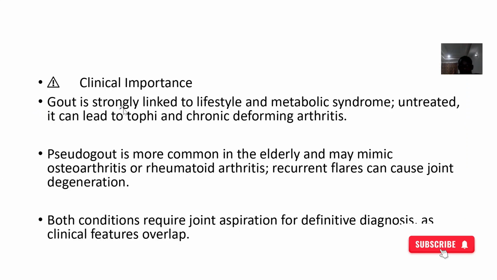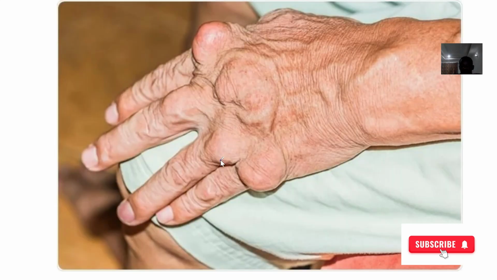Okay, so gout is strongly linked to your lifestyle and metabolic syndrome, while pseudogout is more common in the elderly people. Okay, and mimics what? Osteoarthritis. Alright, so that's what we got.